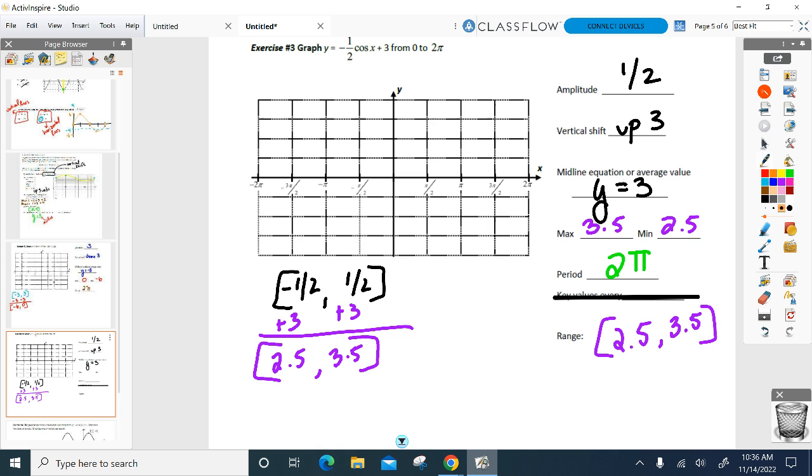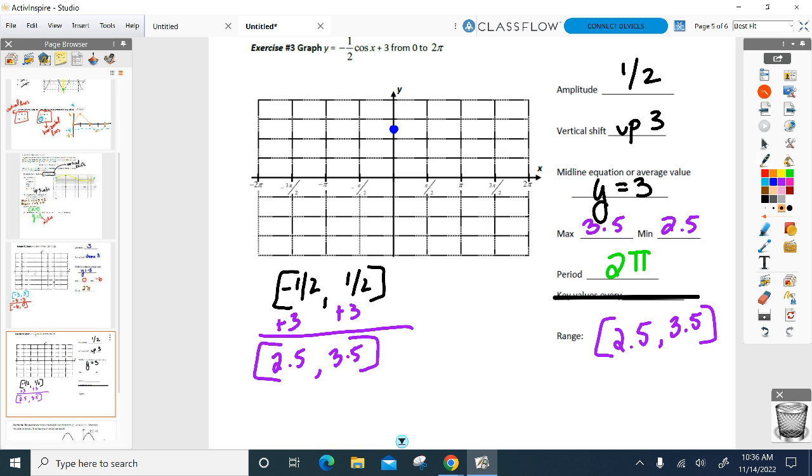Max. But I got a negative out in front, don't I? Not going to start at the max this time. Where's it going to start? Minimum, 2.5. Everyone all right? Why am I starting at 2.5 here? I'm starting at the minimum because there's a negative sign, so the max and min flip.